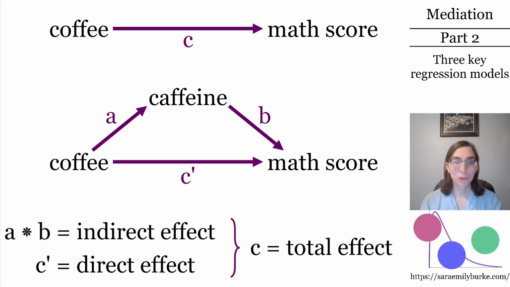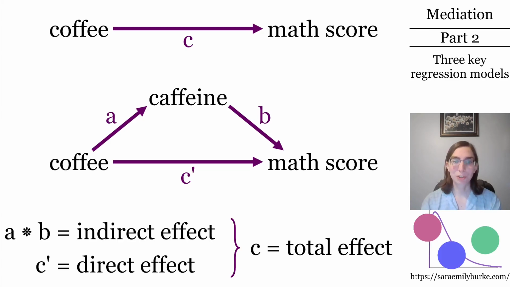To me, the trickiest part of all of this is thinking about why the B path is so important. It seems clear that a conceptual mediation story would need the A path. If caffeine is a reason coffee causes better math test scores, then coffee has to cause changes in caffeine. That much is obvious. But why the B path? Why should we estimate the association between caffeine and math test scores adjusting for coffee?